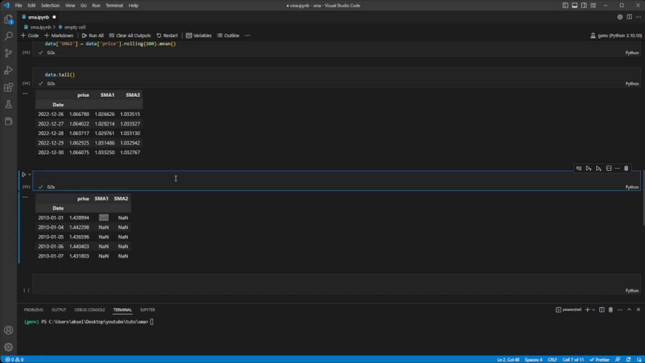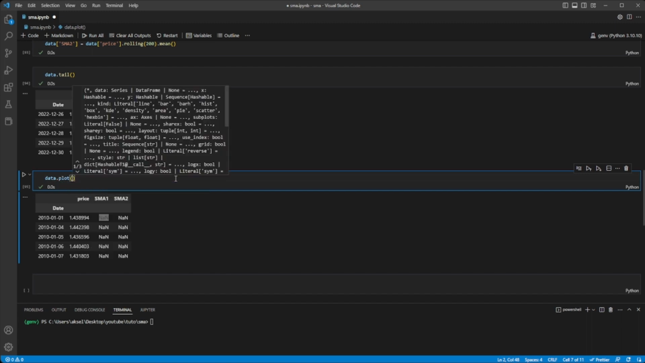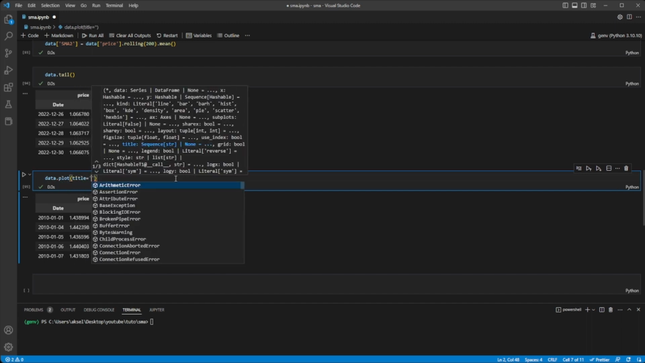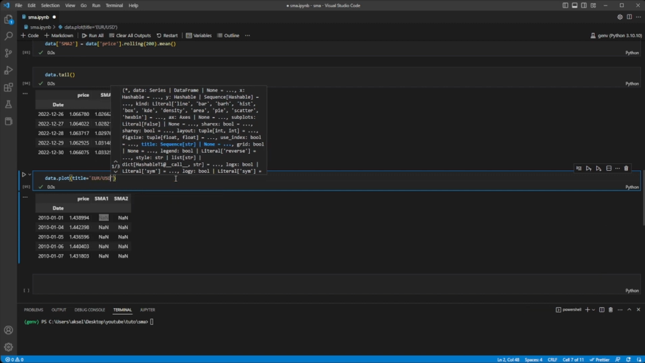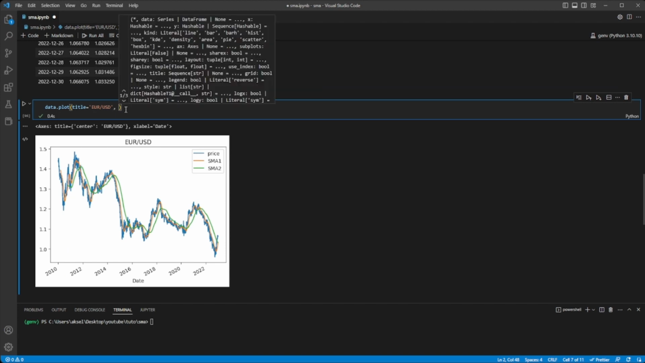So let's visualize our data. So we'll need to plot this. So the title, it's the Euro USD. And let's go. Let's make our figure bigger.